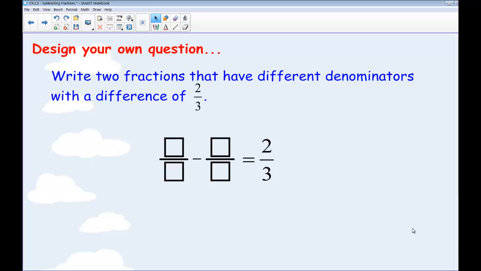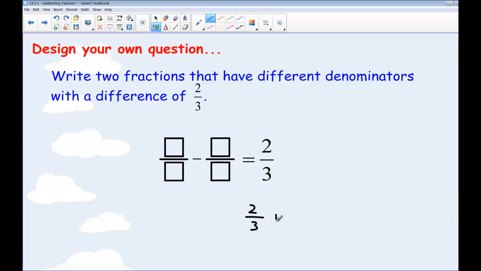Now here's a different kind of question that I tend to like to ask on my tests. So this one is a little bit open-ended. It says write two fractions that have different denominators but give you a difference of 2/3. So in this kind of a question, I would simply work backwards. So instead of actually subtracting, I would start off with the 2/3.